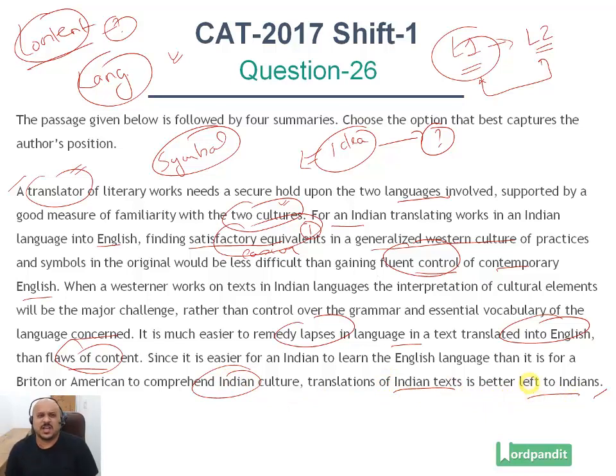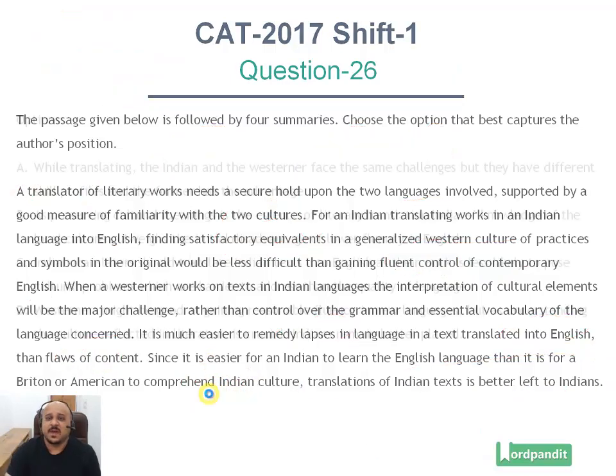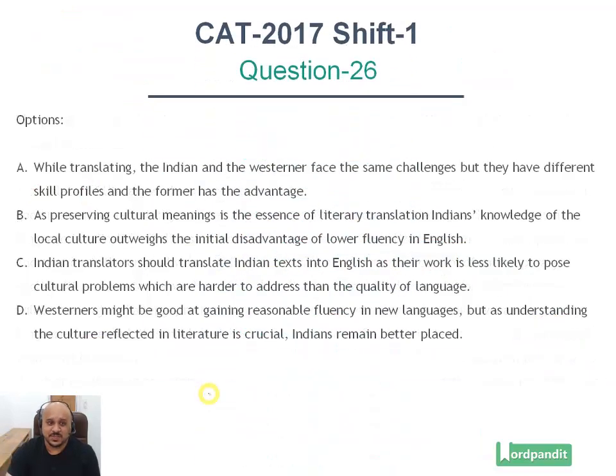So he's giving a logical argument right here on why Indians should translate Indian texts. This is his conclusion. Why should they do it? Because language errors can be fixed, language can be learned, but content errors are hard to eliminate. It's difficult for a British or an American to comprehend Indian culture. So these are the factors that you'll keep in mind while analyzing the answer options.